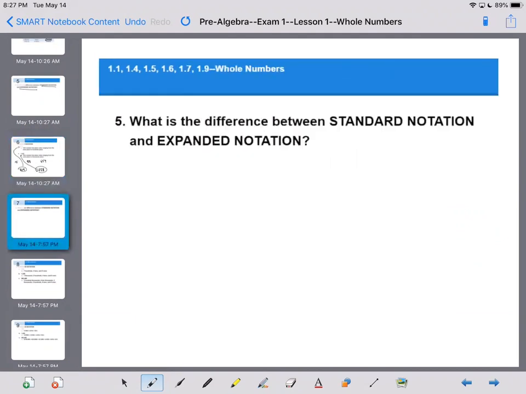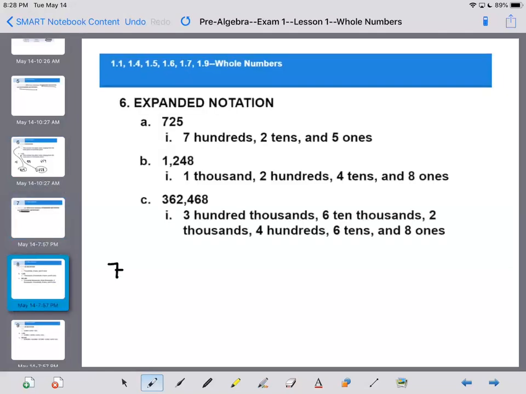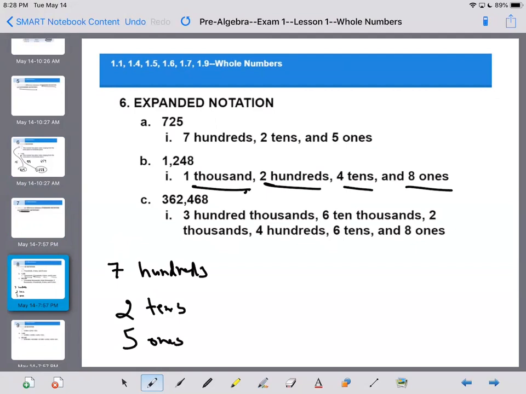So expanded, so you just think about the word. What does expanded mean? That means to stretch out the place values, show what each value represents in the different place values. So you've got 7 hundreds, 2 tens, and 5 ones. You are naming what the place value would be in regard to words. 1,200, 4 tens, 8 ones.